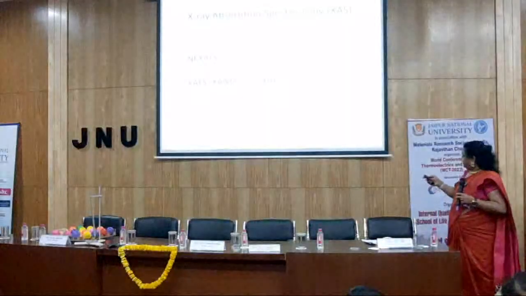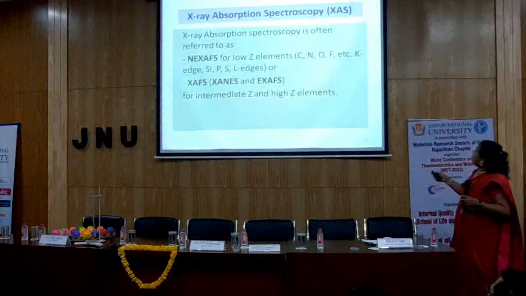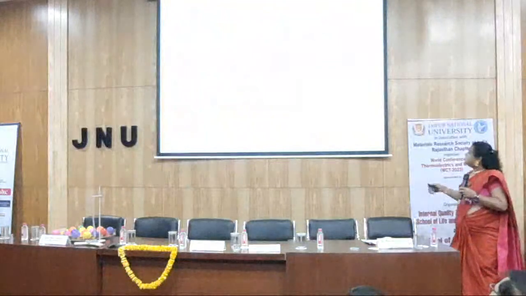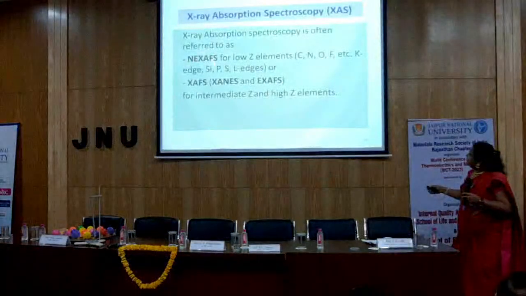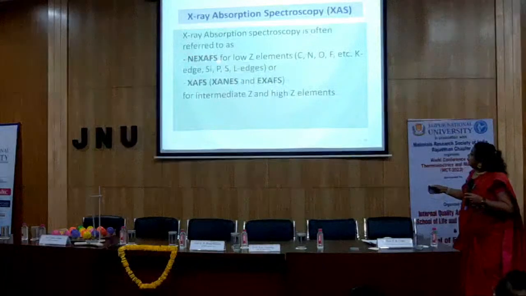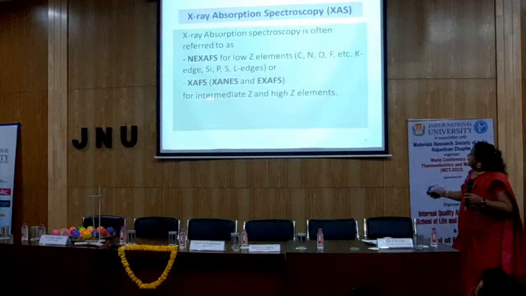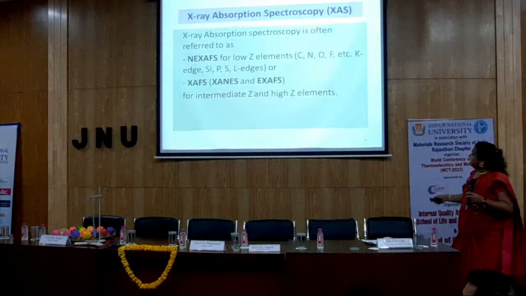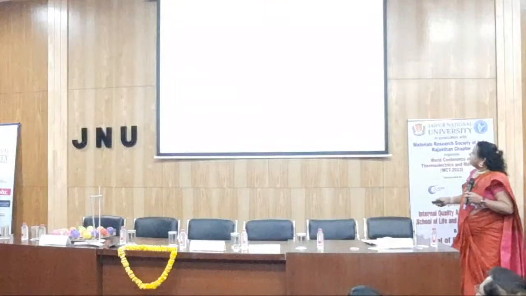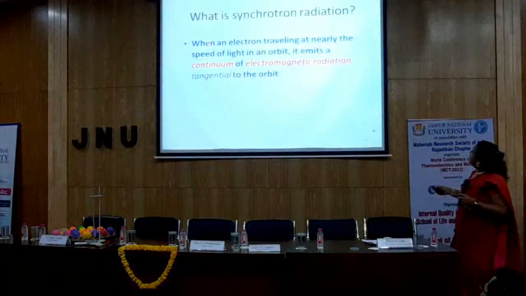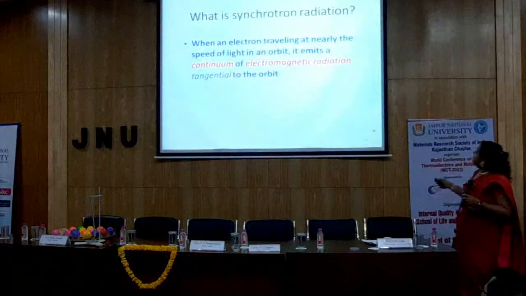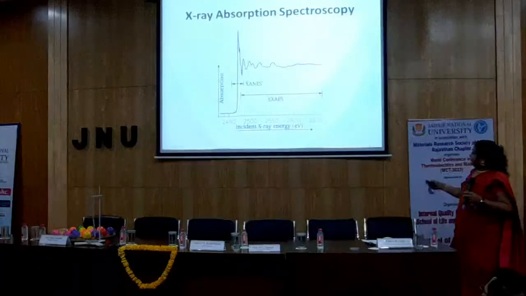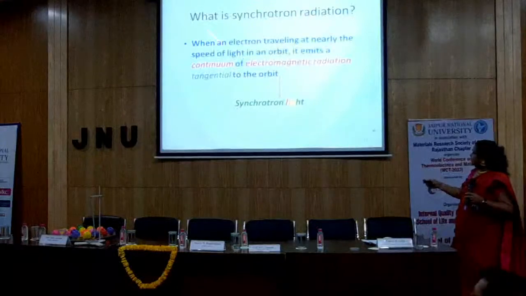So what is exactly this X-ray absorption? So we were talking about the characteristic X-ray, which is a reflected X-ray. This is absorption. It is often referred to as XAS. XANES is near edge, for low Z elements, and EXAFS, which includes XANES, for intermediate and high Z. So when an electron traveling at nearly the speed of light emits a continuous spectrum tangential to the orbit. Next. That is, before that. You get a synchrotron. Next.